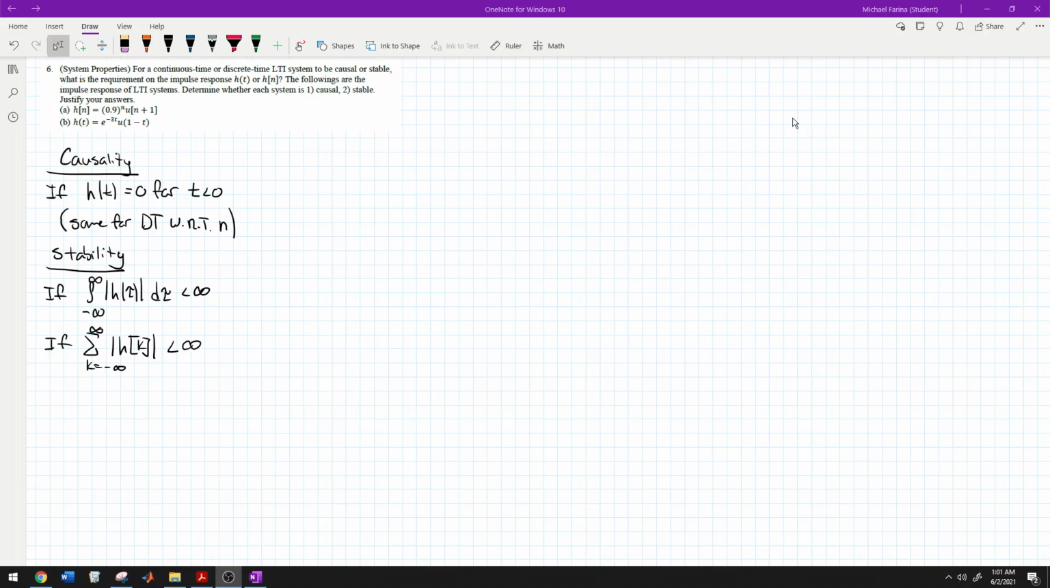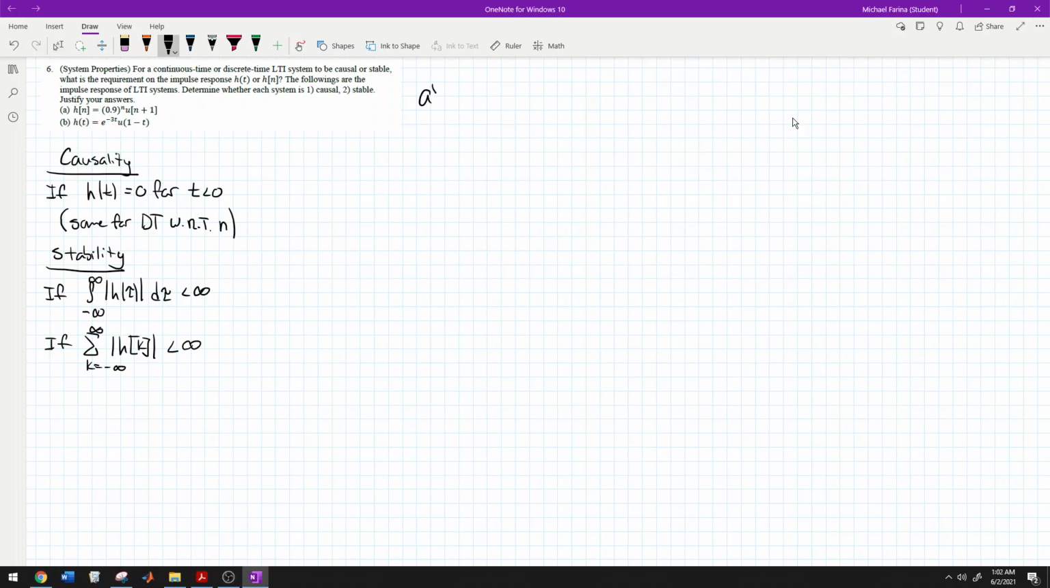If h(t) is equal to 0 for t less than 0, then that's a causal system. It's the same for discrete time with respect to n: h[n] equal to 0 for n less than 0. And for stability, if we take the integral over all time of the magnitude of h(tau) d tau, and that's less than infinity, or the sum from k equals negative infinity to infinity of the magnitude of h[k], and that's less than infinity, then it's a stable system.